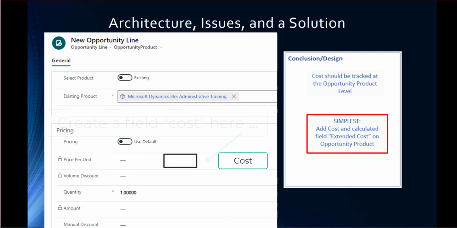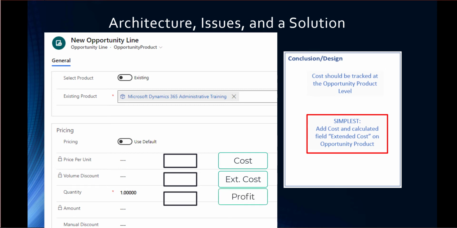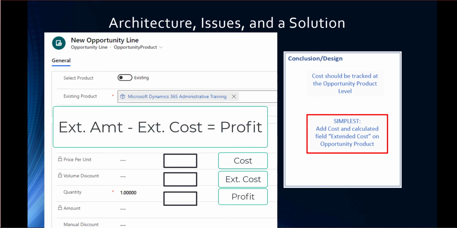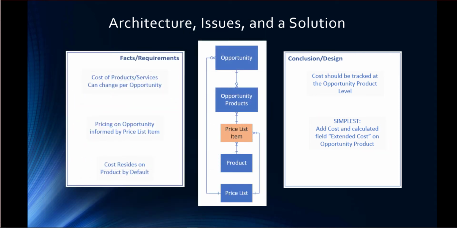We can make changes. We can also add a field called extended cost, just like there's an extended amount on the opportunity product. It's a calculated field, so we can create that calculated field. And finally, if we want to, we could create another calculated field, profit, because the price, the extended amount, minus the extended cost would be the actual profit for that line item. So we can do that. And we'll walk through that construction.